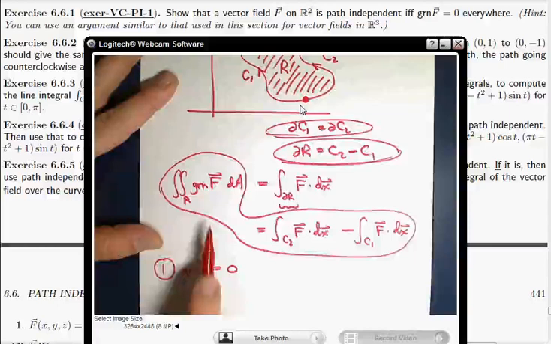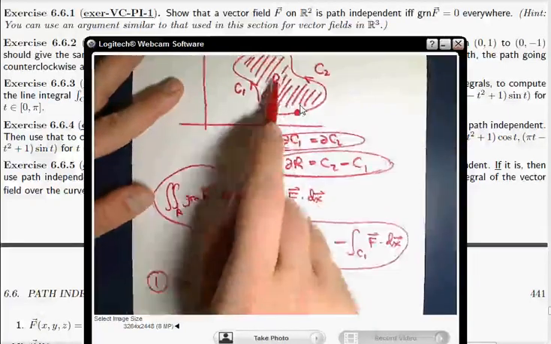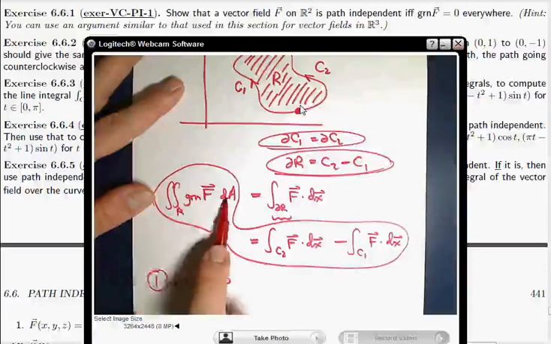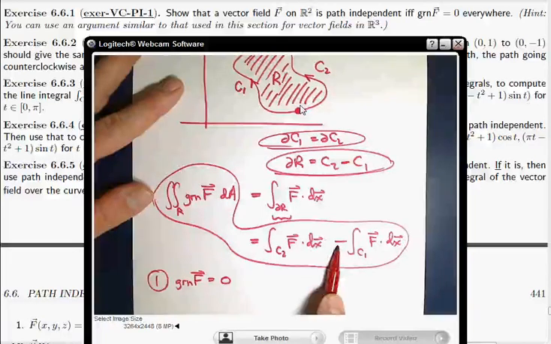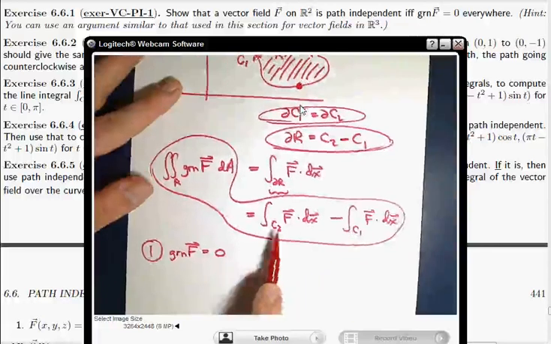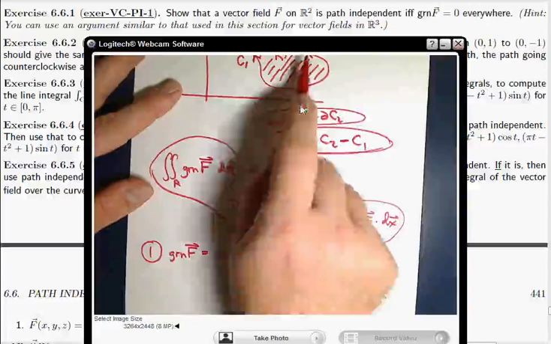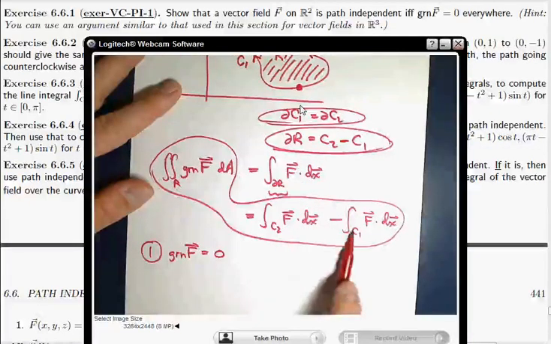Well, if it's equal to 0 everywhere, that means that no matter what region R you pick, this integrand here is always 0, so certainly this double integral is always 0, which means that this difference is equal to 0, which means that these two line integrals will always be the same. And namely, what that means is if you have any two curves with the same boundary points, then their line integrals will be the same.